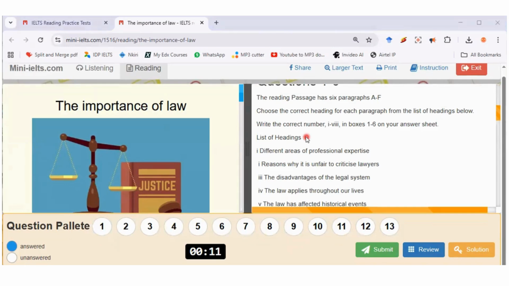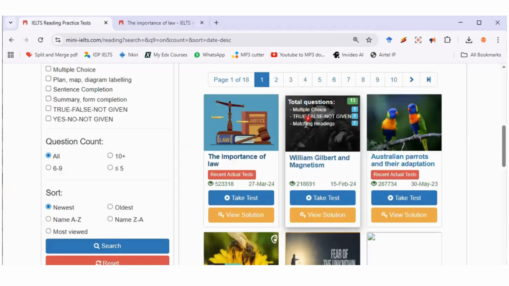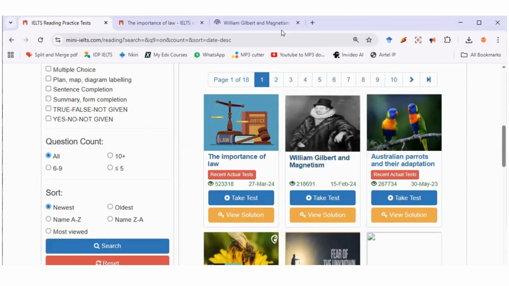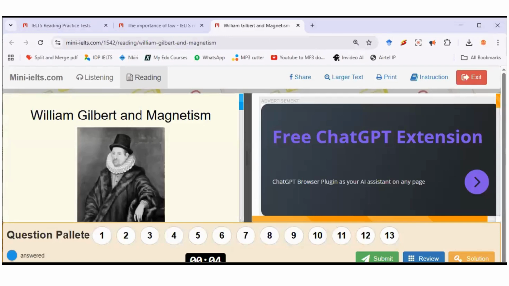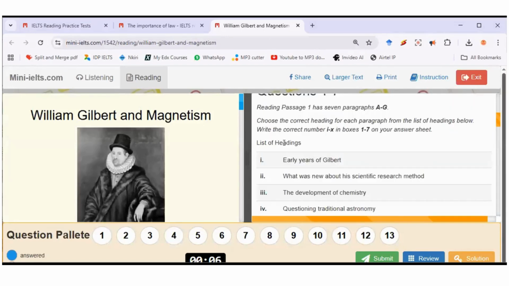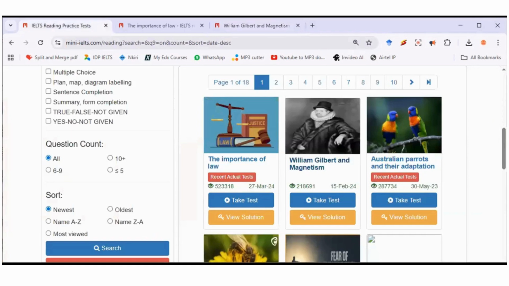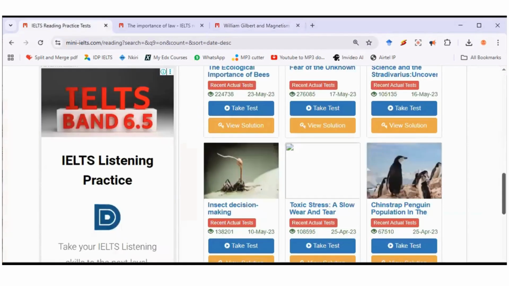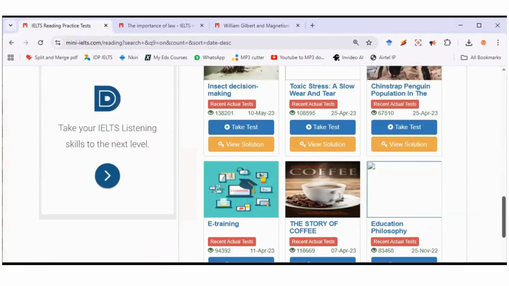List of headings. Okay? Let's pick another link. Look at this one. This one says matching headings. Can you see that? William Gilbert and magnetism. Let's click on it. Okay, can you see William Gilbert and magnetism? Can you see again, list of headings? So all the items on this page are matching heading questions.